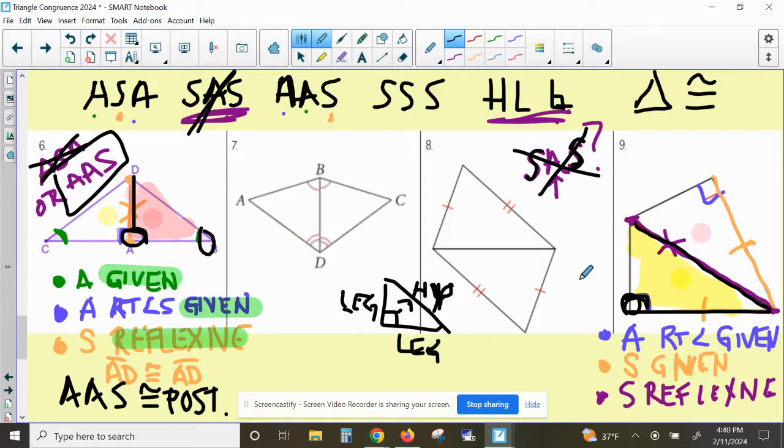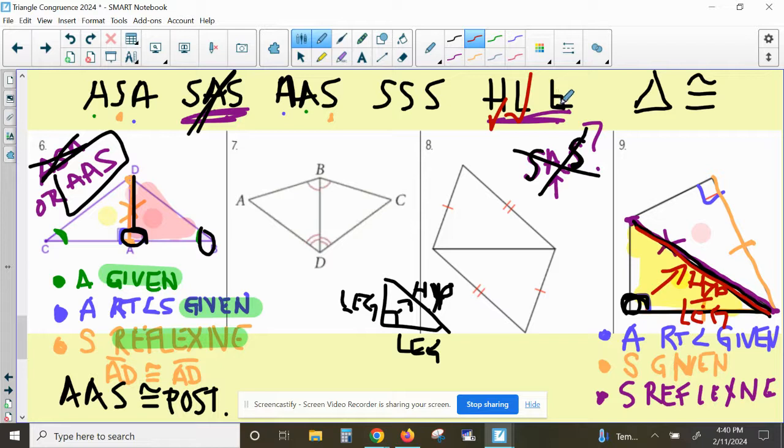So this is across from the right angle, correct? So he is my hypotenuse. So I do have a hypotenuse. Check, I got a hypotenuse. I have this marking down here. This is one of my legs, right? So I do have a leg, check.